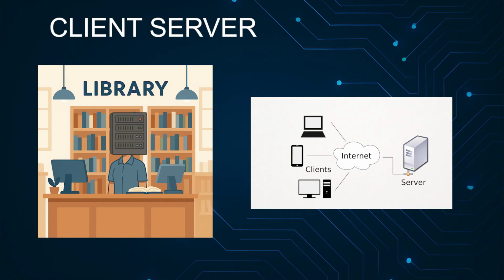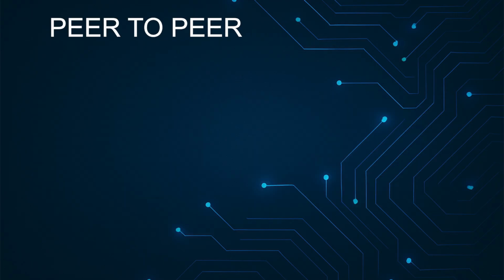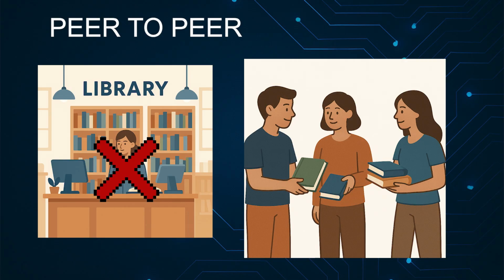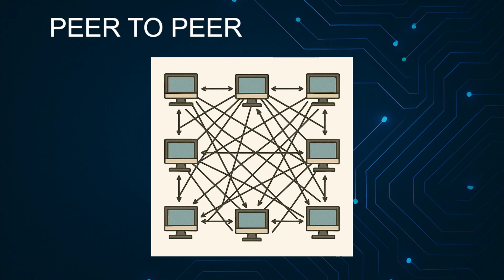The second one is peer-to-peer. There is no librarian, everyone brings their own books and shares with one another. It's simpler, but it gets messy if everyone starts trying to share at the same exact time. Now that we understand it, let's go a little bit more in depth with each one.